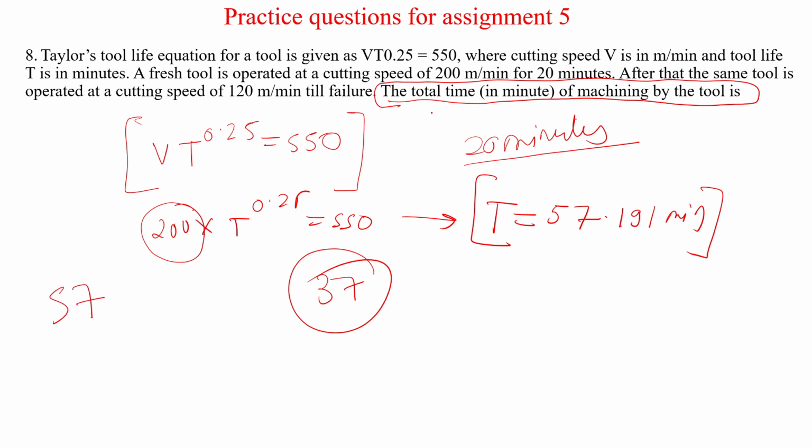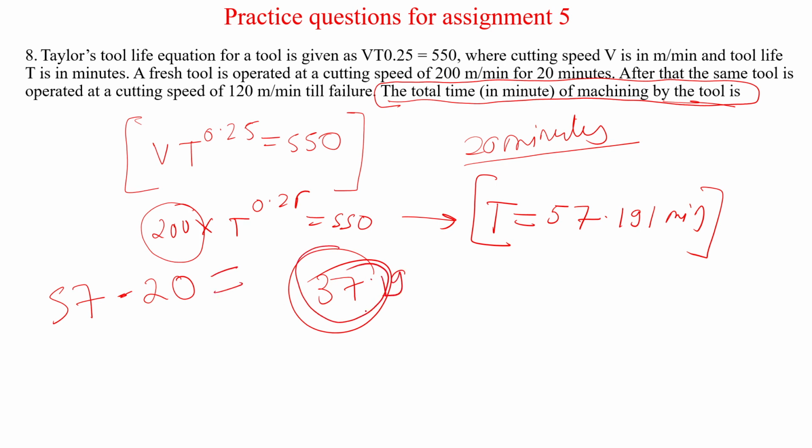Please try to understand. This question asks the total time of machining by the tool. It has not asked the total tool life of the tool. It has asked how much time the tool will machine. Tool life can be more, but it is asking the total time of machining by the tool. So 57 is the total tool life. Out of it 20 gone. How much left? 37.